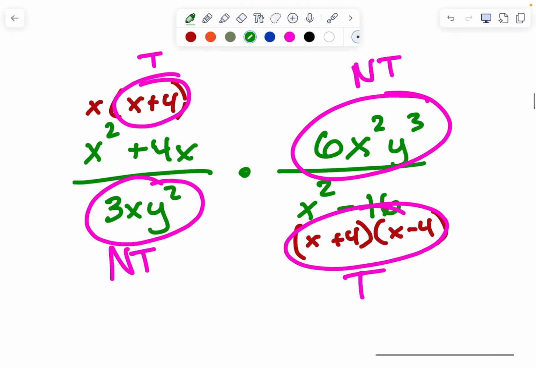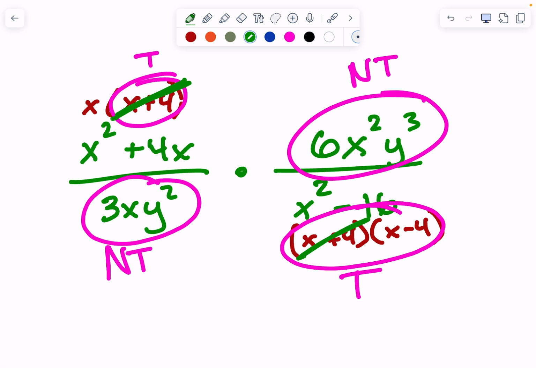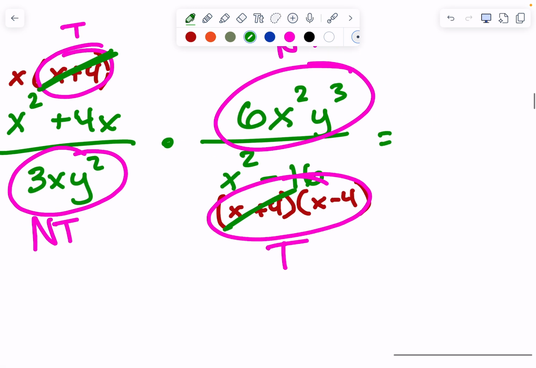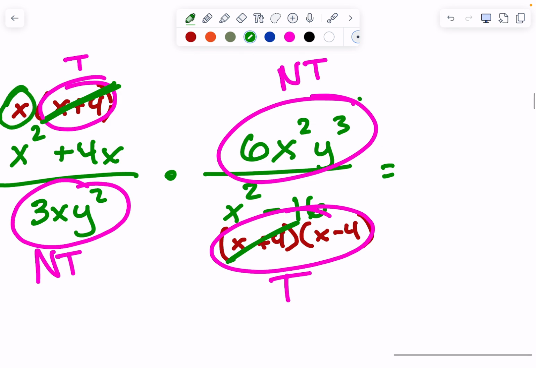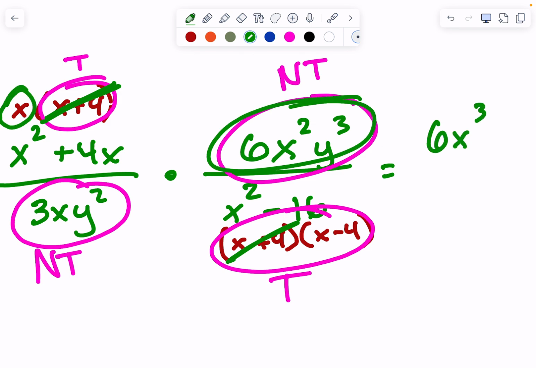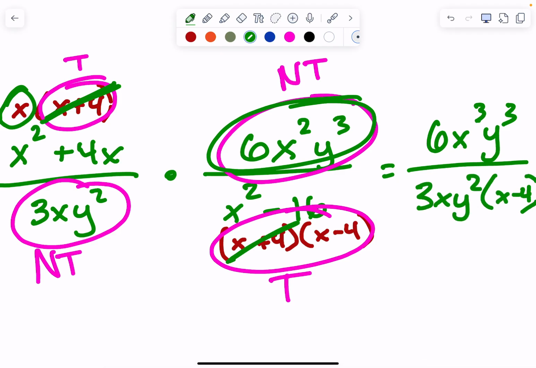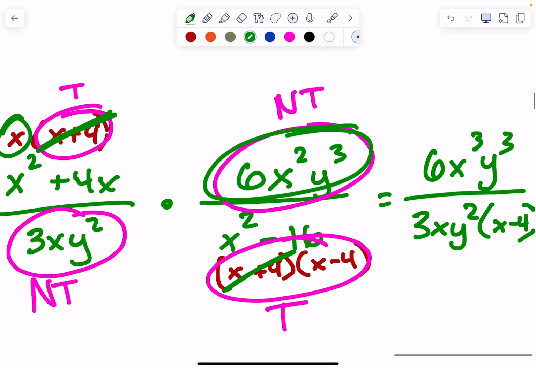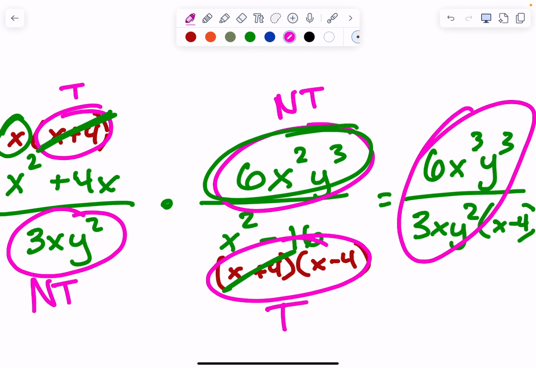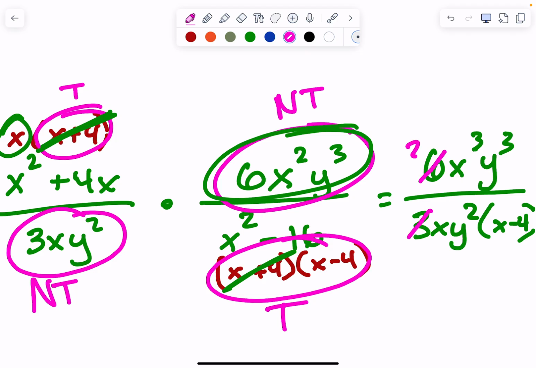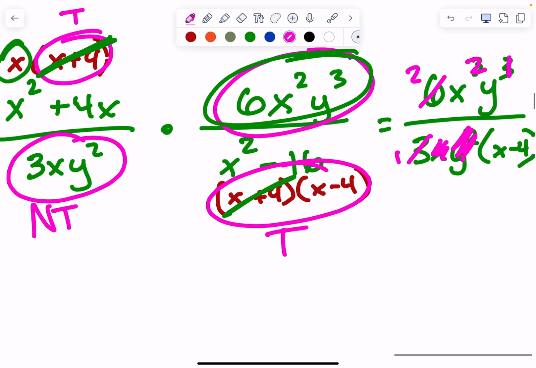So here's what I'm going to do. I'm going to cancel the x plus 4 and the x plus 4. Then I'm going to do a cleanup step where I just multiply across the top. So I've got this x and this guy here. He is 6x cubed y cubed, right? Because now I have that extra x, okay? Then I've got 3xy squared times x minus 4, okay? And now I want to reduce these guys, right? So 2 and 1, and I'll have 2 left on the top, and I'll have 1 left on the top.